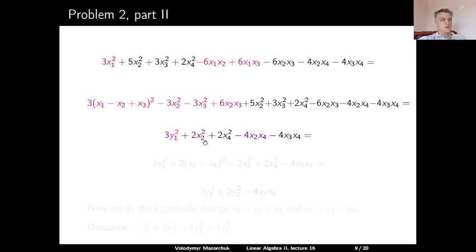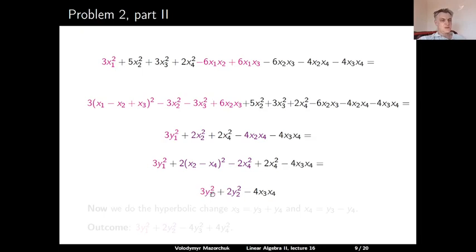So now here we mark all the summands which contain x2. This is 2x2 squared minus 4x2 x4. So we can write this as 2 times x2 minus 4 divided by 2 and then again by 2, minus x4 squared. When we open the square, we will get 2x2 squared minus 4x2 x4 and then extra 2x4 squared, which we subtract. And now the violet part here is equal to the violet part here. And then we copy the remaining parts directly from here to here. So now here we have minus 2x4 squared plus 2x4 squared. It cancels each other.